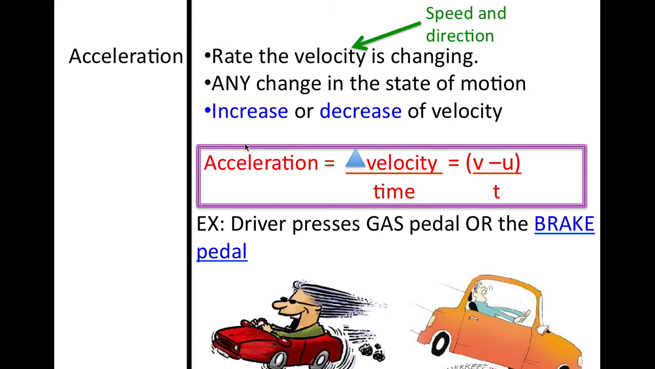Acceleration is the rate at which velocity changes. It is either the speed or the direction. Doesn't matter. If any of those things change in velocity, then you have acceleration. It can be an increase or a decrease of velocity. So acceleration is the change of velocity, which is the final speed minus the initial speed or velocity, given direction, divided by time. For example, if the driver presses on the gas pedal, or if he or she brakes, these are both examples of acceleration. It is just a change in the velocity.